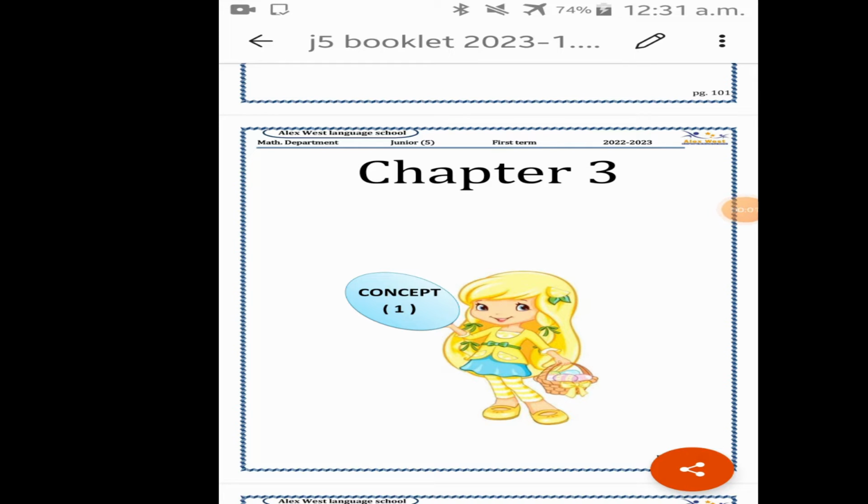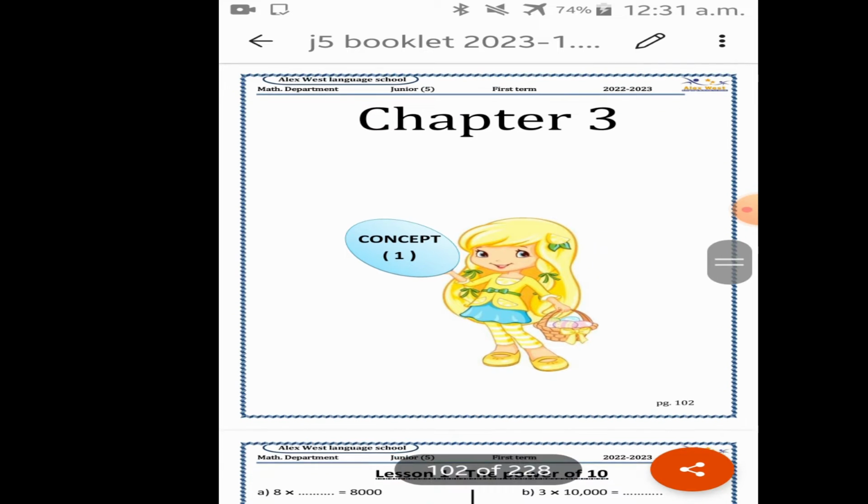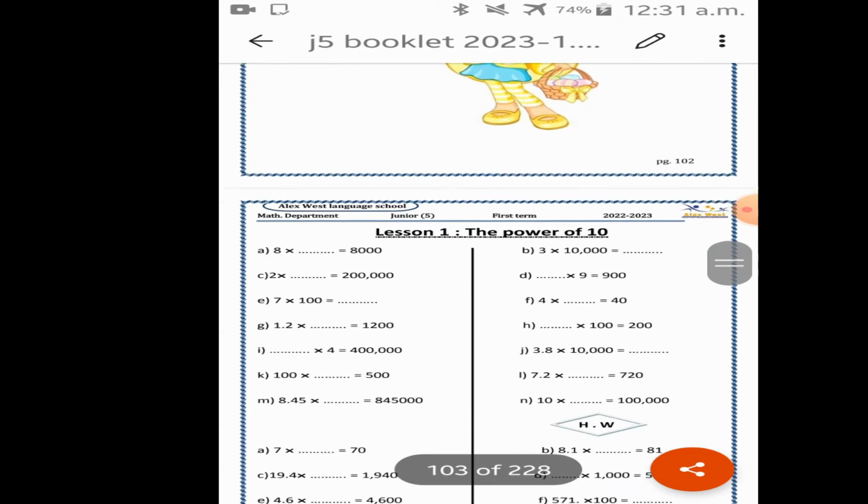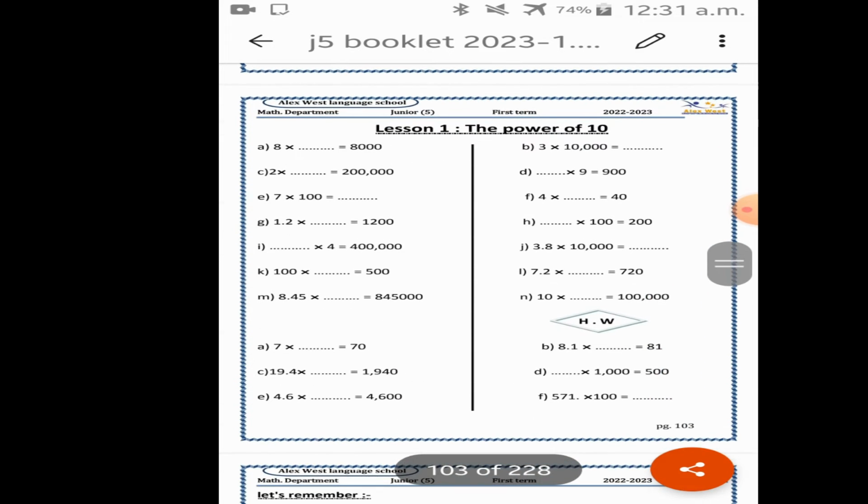Chapter 3 for Junior 5. Chapter 3 is talking about multiplication. And the first lesson here is talking about the power of 10, which means multiplying any number or decimal number by the powers of 10, which are 10, 100, 1,000, 10,000, and so on.